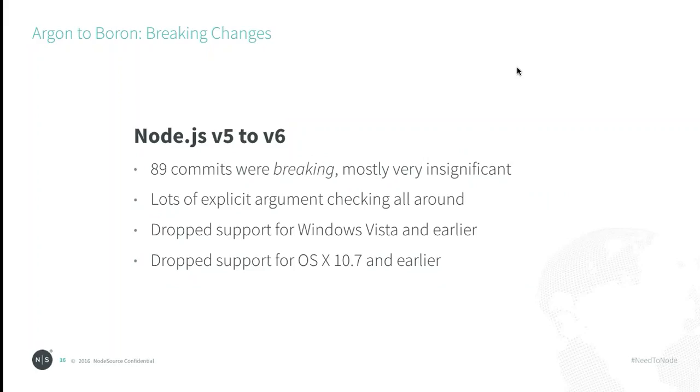There's more explicit argument checking. If you're supposed to pass a function as a callback, it now checks that there's a function as a callback in some functions. So if you're using an API wrong, according to the docs, then some of these APIs may be a bit more strict. We also drop support for Windows Vista and drop support for OS X 10.7. So these are things that you need to be aware of as you're moving up to version 6 from version 4.